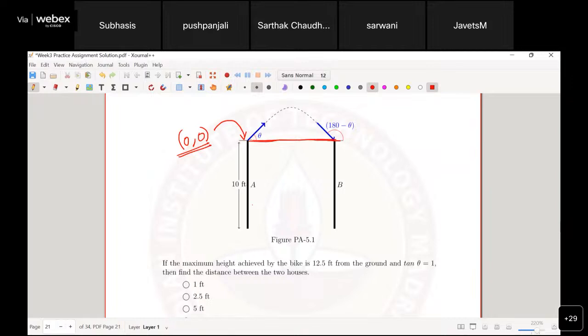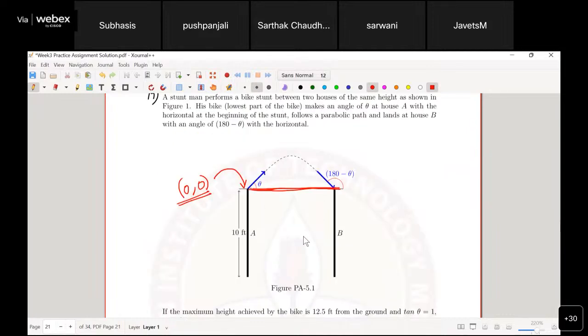So you want to find this one, right? And I took the middle of this, which was basically the height. You can make a triangle sort of thing. How you are doing it, you can tell me, then only I can tell you what sort of mistake you are making. My idea was that the maximum height reached is 12.5 feet from the ground, right? Yeah, this is the maximum height, 12.5 feet.